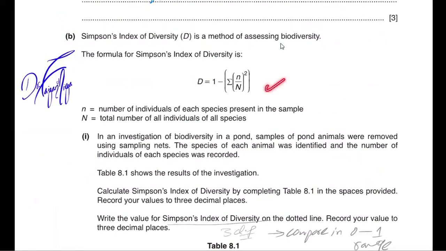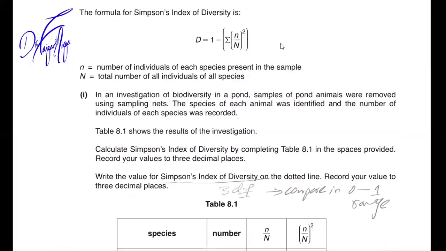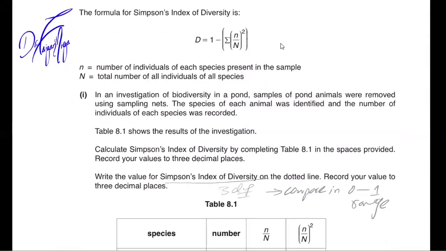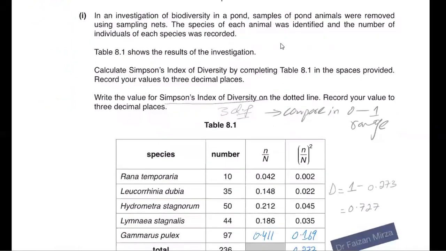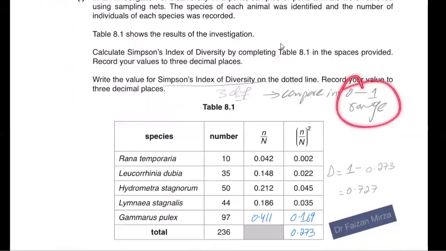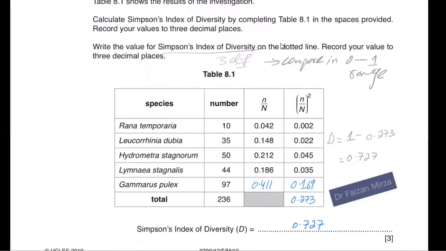They have given us the formula of the Simpson index of diversity. We sum these up, find the total of this column, and subtract this from 1 to get the diversity. We display all the results in three decimal places and compare it in the range of 0 to 1. Closer to 1 means more diverse.